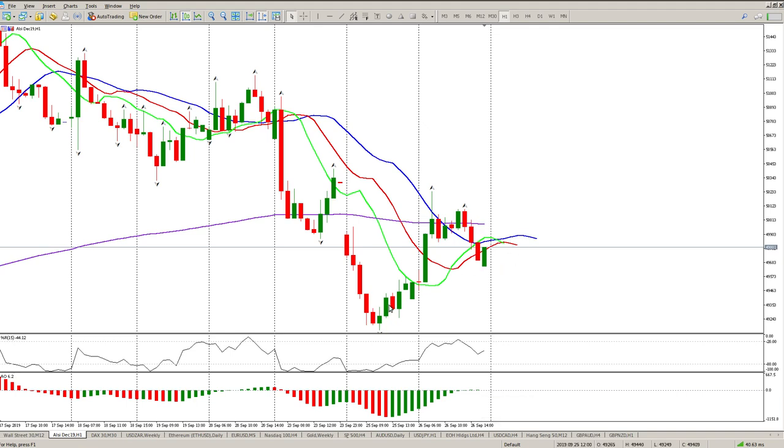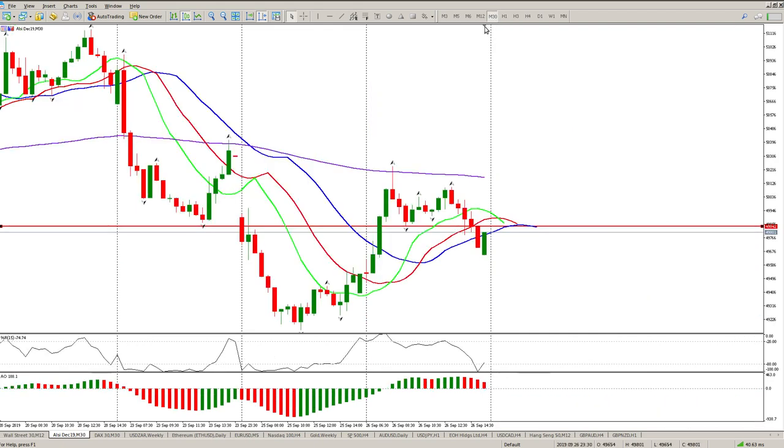If you look at what's happened, we've broken through the alligator, we've come back, and are we testing? The only thing that's going to change that is a break above the last hour. And this is where the closing range strategy is going to come in.